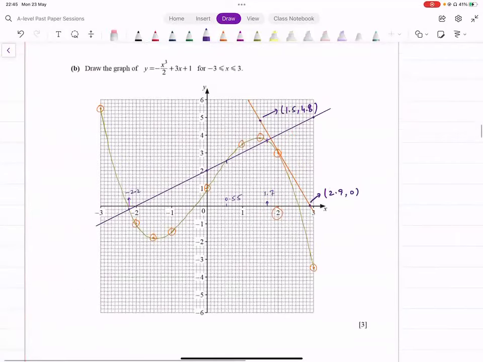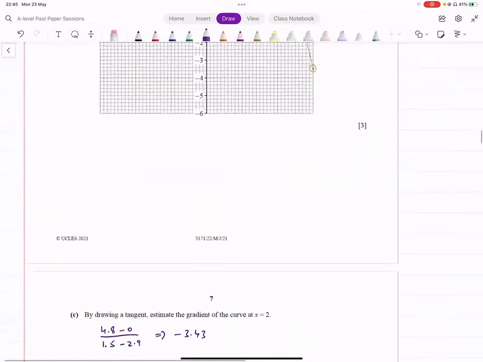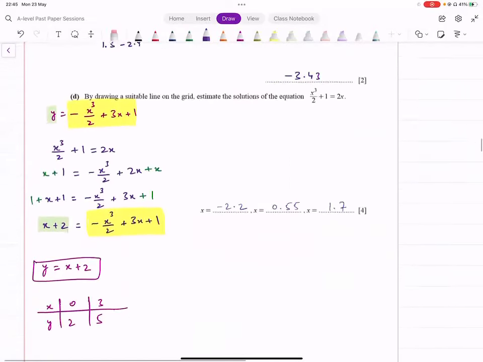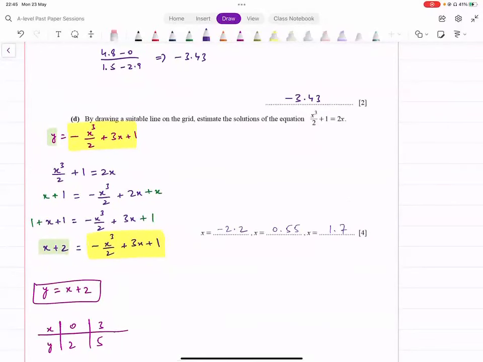-2.2. 0.55. And 1.7. These are the 3 solutions that I have here. ये मेरे पास final answers are. Okay, so that's the graphs of functions वाला question here. That's what we had to do here.